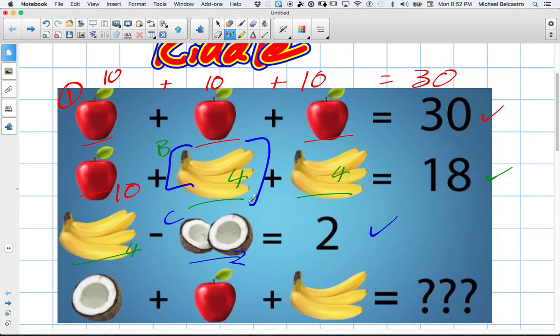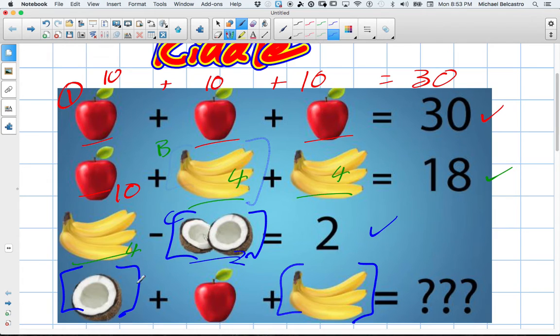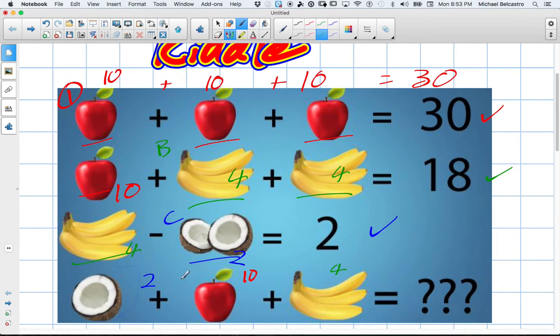So according to this, and what I'm saying now is really important, if the symbol bananas is the same as this symbol bananas and this symbol coconuts is the same as this symbol coconuts, then the answer should be 2 plus 10 plus 4, which would give us 16. But is that what these symbols really mean? It's not clarified in the question, so we don't know.